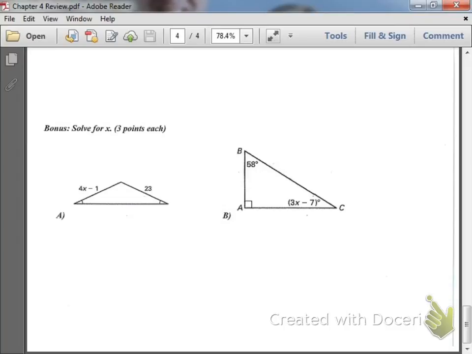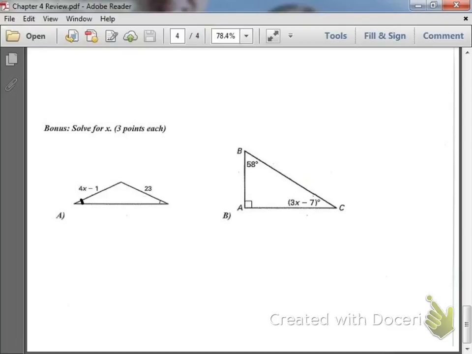Alright, let's take a minute to go over the bonus. Remember, bonus is just exactly what it says, bonus. So if you don't want to do them, that's fine. If you want to try them, that's fine. There are no partial credit opportunities for the bonus. Either you have the right answer or you don't. So keep that in mind as well.